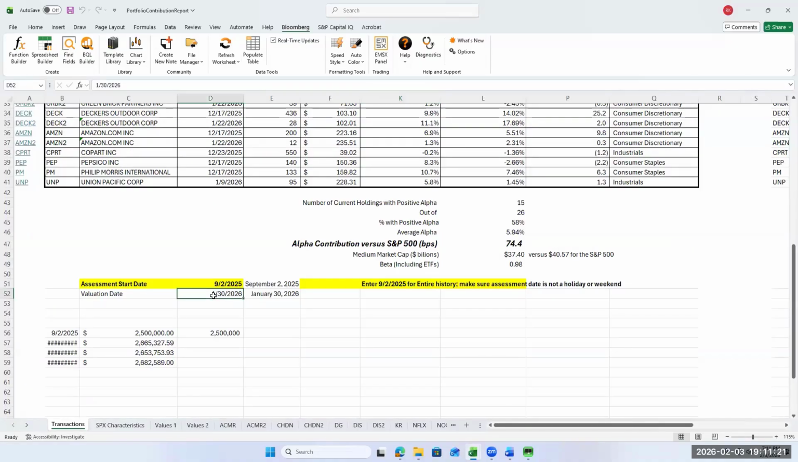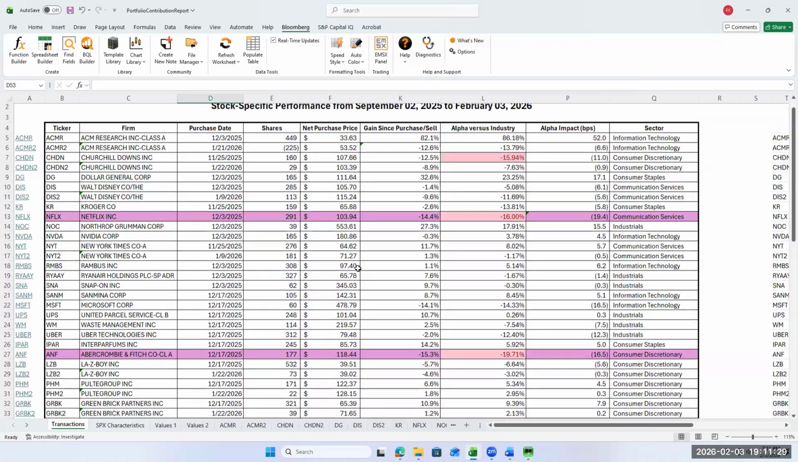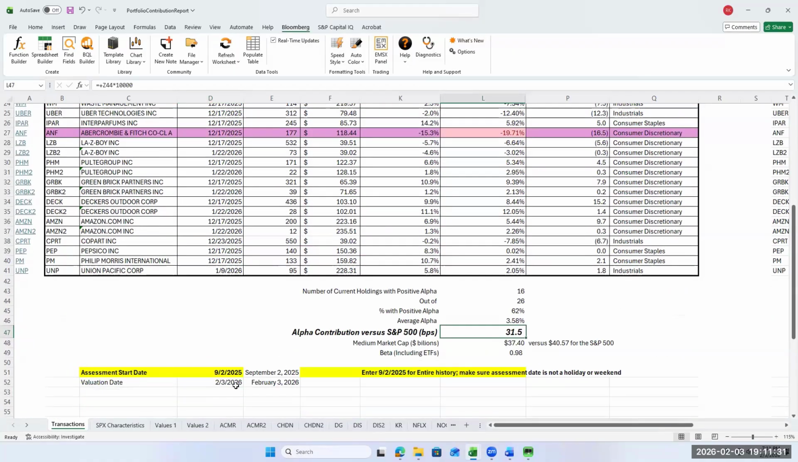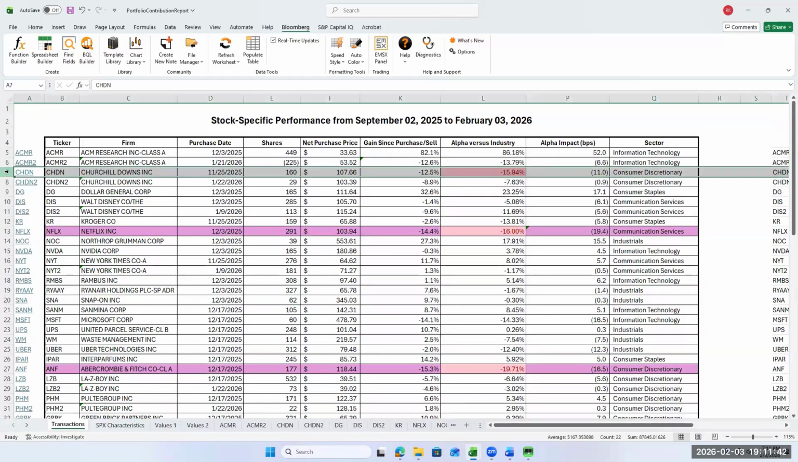Since inception through today, our alpha is 31 basis points. I don't know why it changed so much. Wow, that's pretty wild. I don't know what happened today. Some stock crashed today. I sold Churchill Downs today, so I got to fix that one. We sold Netflix. We sold Abercrombie.